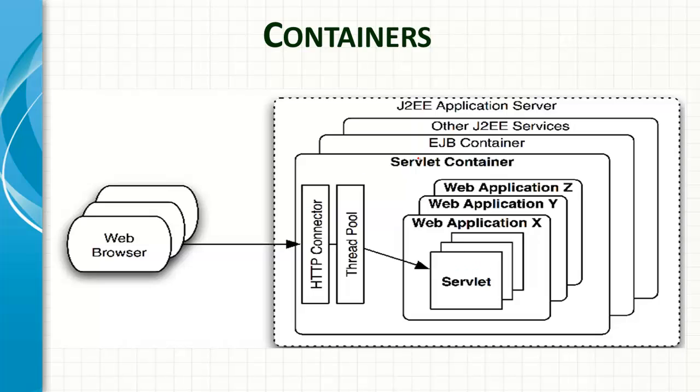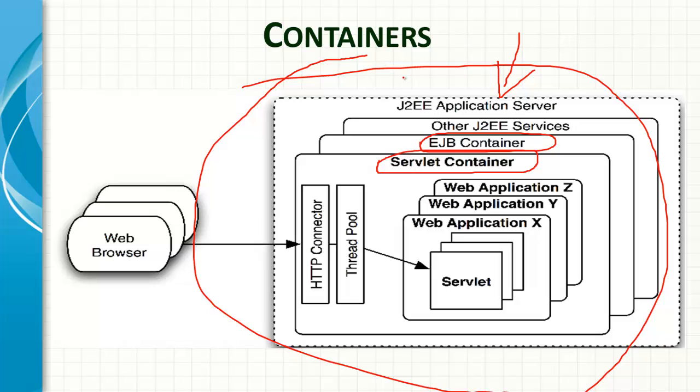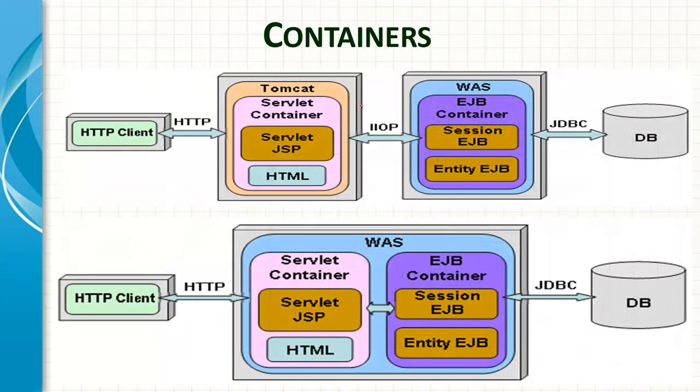We can see it's not only the servlet container that is available. For example, if you are using Tomcat, which is a web server, it will hold only a servlet container. But if you are using an app server, it may also have other J2EE services and an EJB container as well, all in a single server. So more than one container can live in a single server. Or, for example, you can use Tomcat as the servlet container and the WebSphere application server as the EJB container, so you are using two different servers for two different kinds of processing.